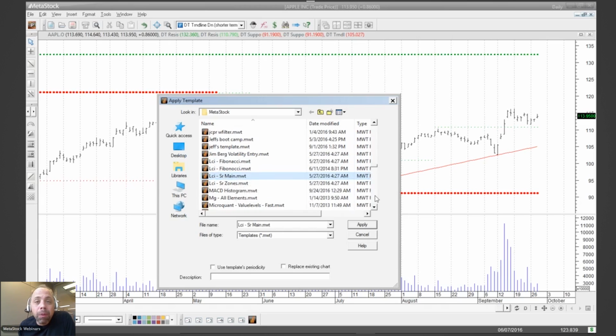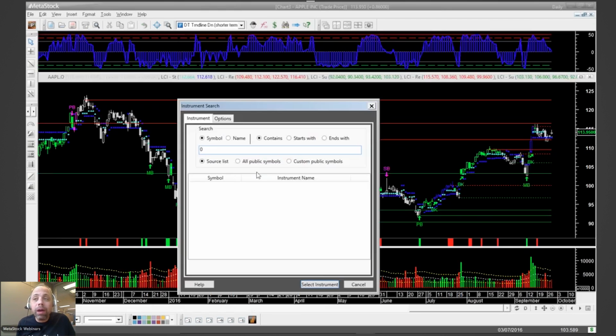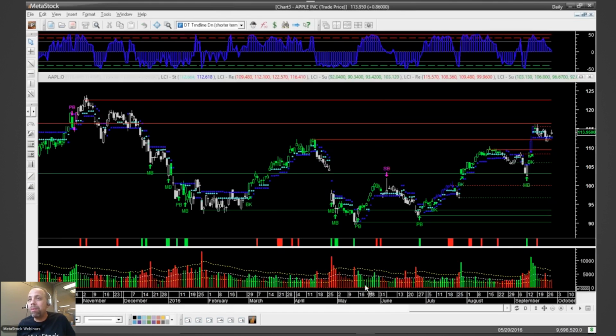I'm going to apply the template to the chart, and when I do, it's going to be a little bit busy. I'm going to warn you about that right now. We'll go ahead and apply it though. And don't worry, I'm going to walk you through exactly what this template is and what it's doing. We're going to go through it one piece at a time.